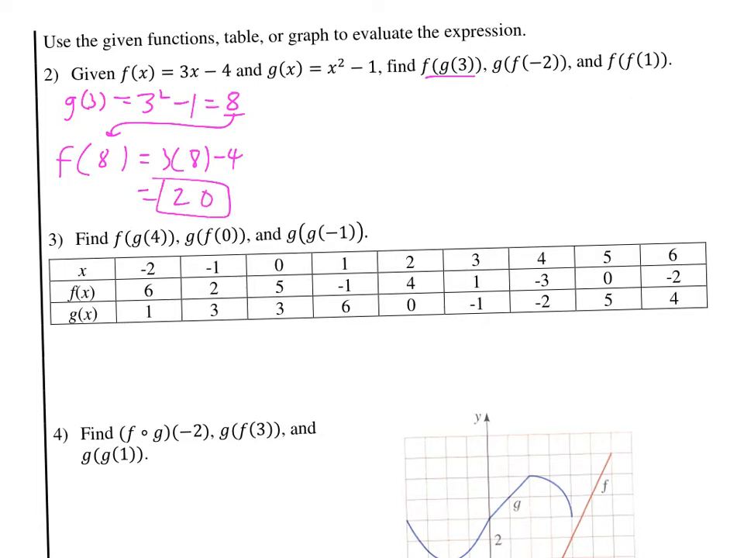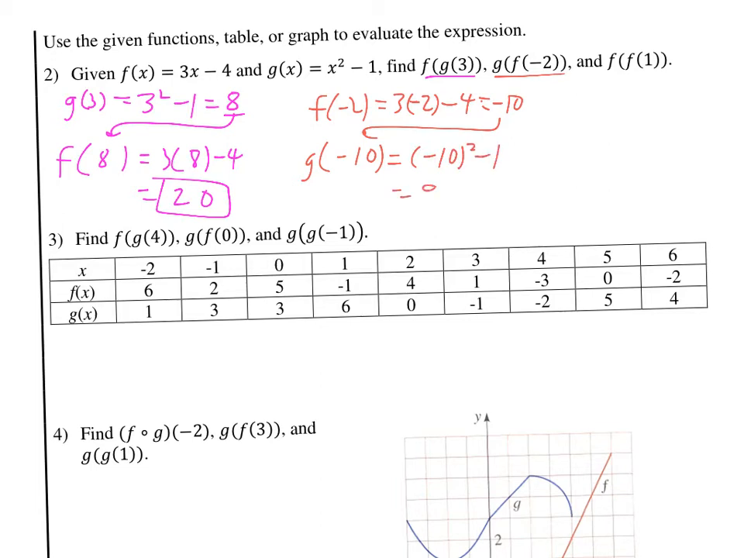Same idea for g of f of negative 2, but this time the inner function is f of negative 2, so I'm going to plug it in there first. 3 times negative 2 minus 4, so that is negative 6 minus 4, so that is negative 10. So then I take that negative 10 and plug it in the outer function, which in this case is g. So that's going to be negative 10 squared minus 1, 100 minus 1, which will be 99.